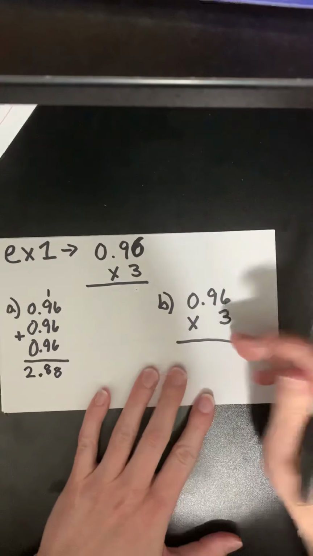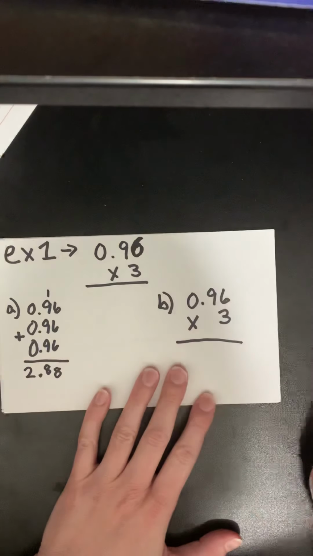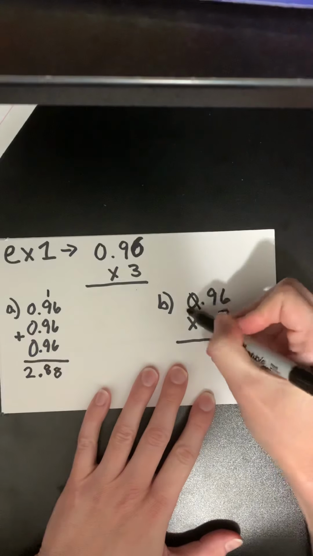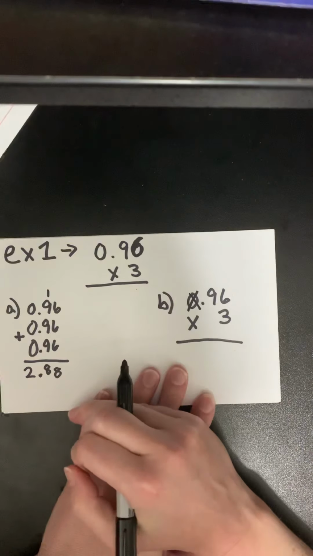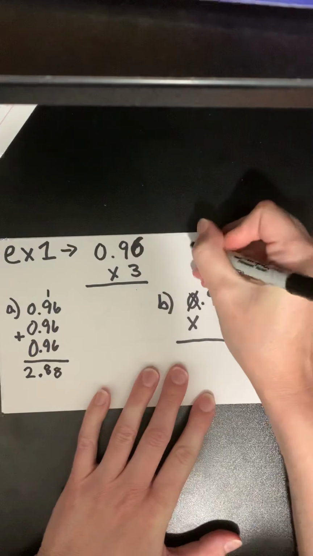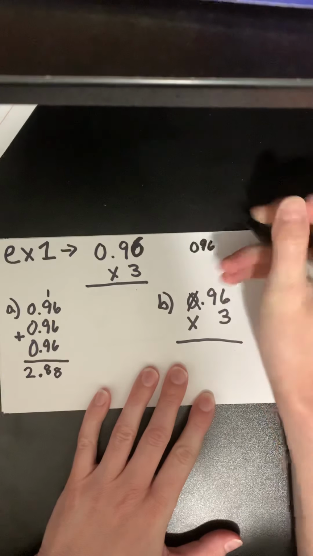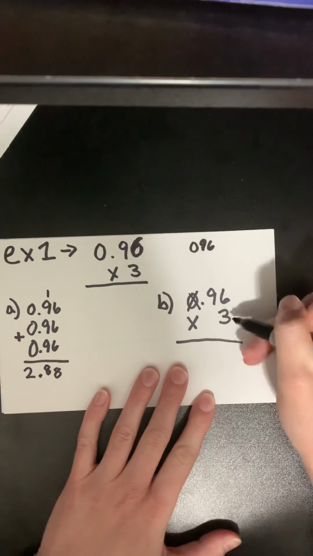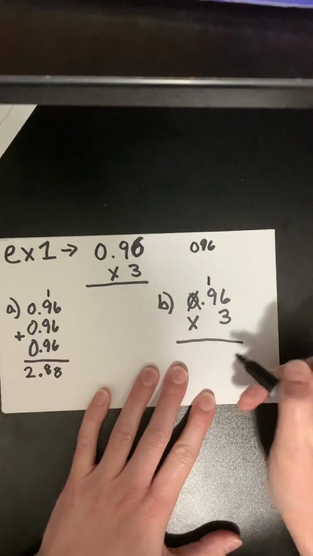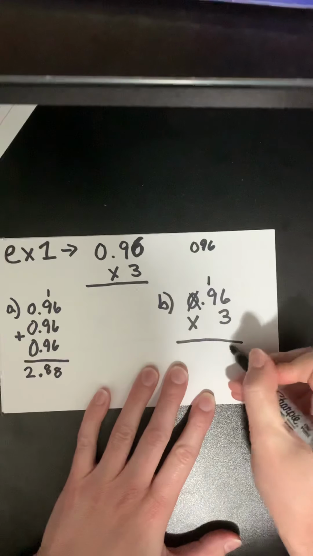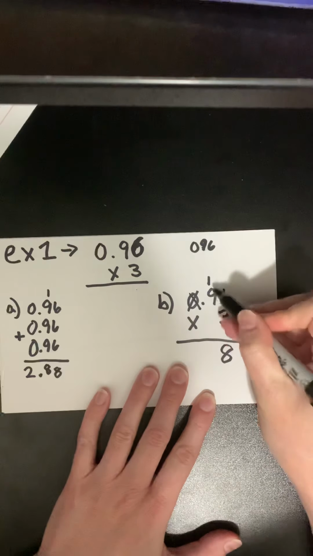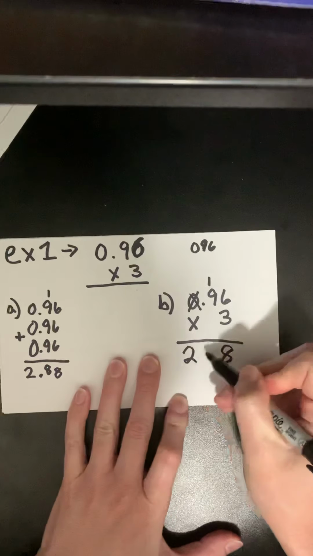Okay, so when I'm multiplying decimals, I kind of ignore the decimals in the beginning. I pretend they're not there. This 0 is superfluous, it's extra, it's unnecessary. Because if there was a 0.96, you would just ignore the 0 in front of the 96. So we're gonna do 3 times 6, which is 18. I carry the 1 on top of the 9. I put an 8 down here. And then I do 3 times 9, which is 27, plus 1, which is 28.